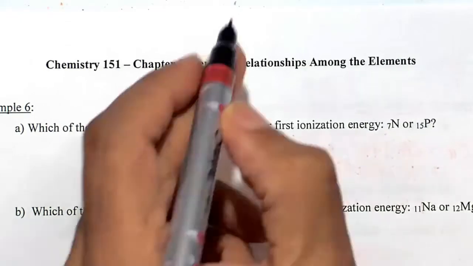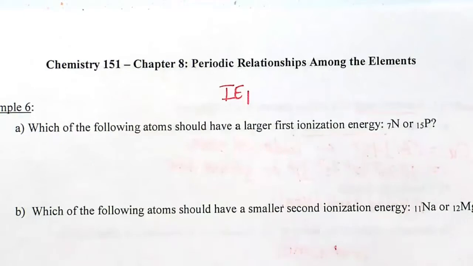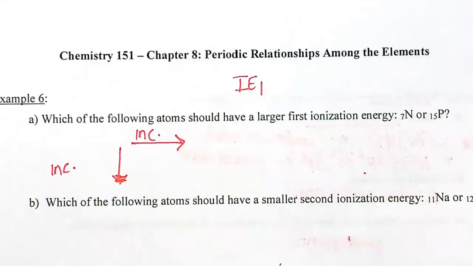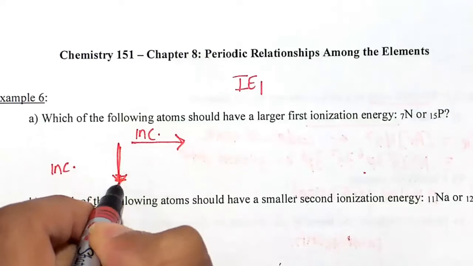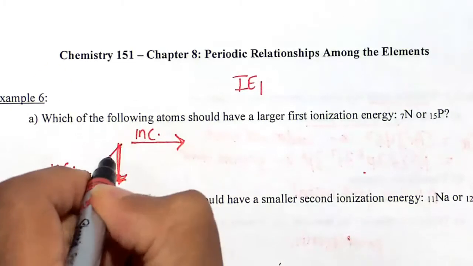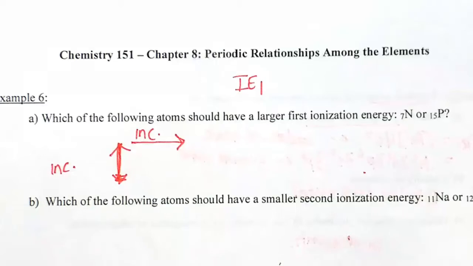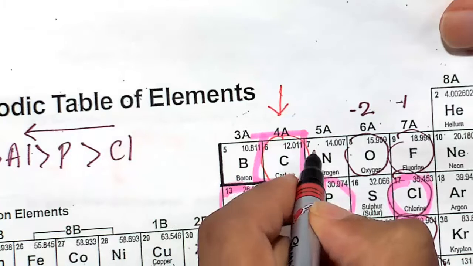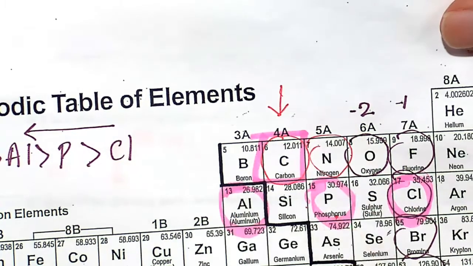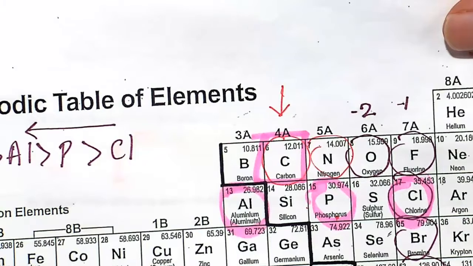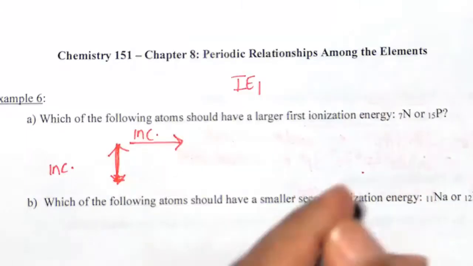First ionization energy, IE1, is the energy required to remove or strip an electron. So which one of these should have a larger ionization energy? The ionization energy is going to increase left to right in the periodic table. It's going to increase from down to up in the periodic table. So which one will have a larger first ionization energy? Nitrogen and phosphorus: nitrogen should have the larger first ionization energy. As you go down, the electrons get farther and farther out, so nitrogen has the larger first ionization energy.